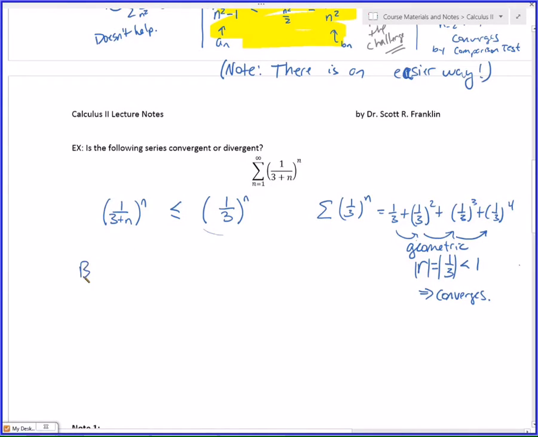So, by comparison, because we just proved over here that the upper series converged, that means the one beneath it, the sum from n equals 1 to infinity of 1 over 3 plus n to the nth, also converges.